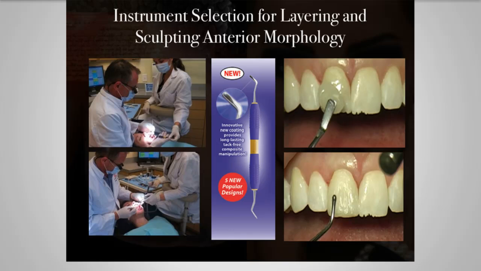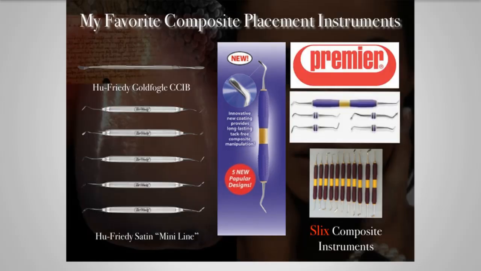I have recently begun using an instrument called Slicks, composite instruments from Premier. In the past I've used and still believe are good instruments, the Hu-Friedy Satin Mini line, and that Hu-Friedy Goldstein CCIB instrument is one that I've used a great deal as well.